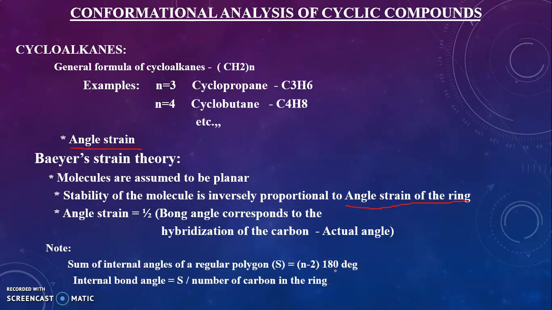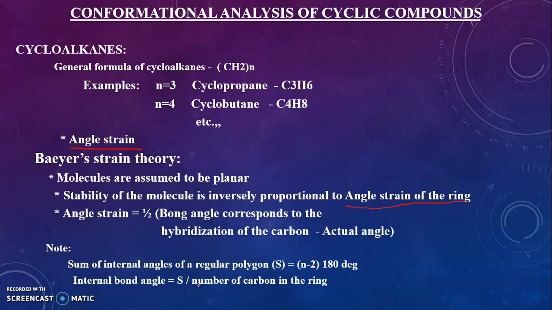If the total angle is 180 degrees, then what is the angle at one particular carbon? Internal bond angle is equal to total angle divided by the number of carbons in the ring. So in cyclopropane we have 3 carbon atoms in the ring, so 180 by 3 is 60 degrees. So the internal bond angle in cyclopropane is 60 degrees.